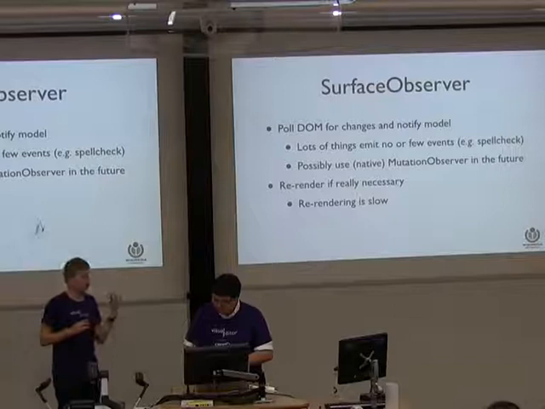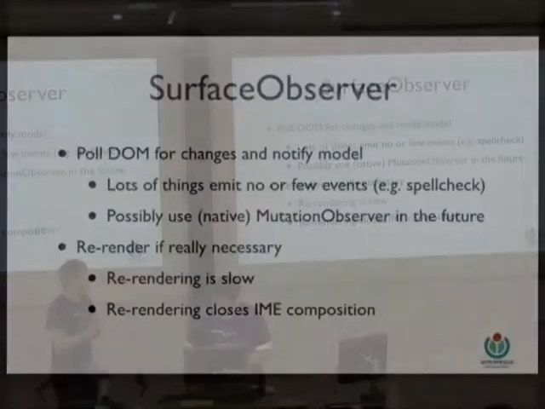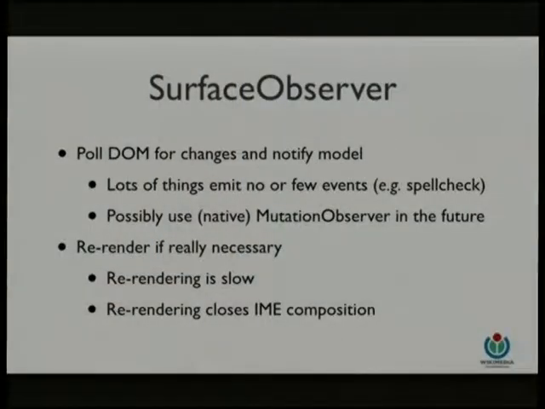And if you re-render on every key press, typing fast is going to be visibly slow. But also, this is where input methods come back. Anytime you touch the DOM around where someone is working with an input method editor, the input method editor will close in response to this.